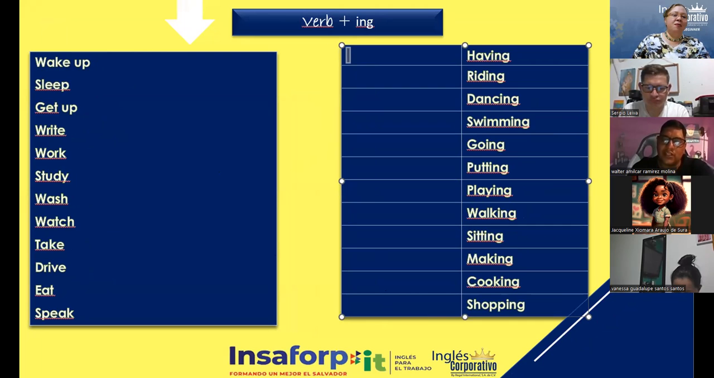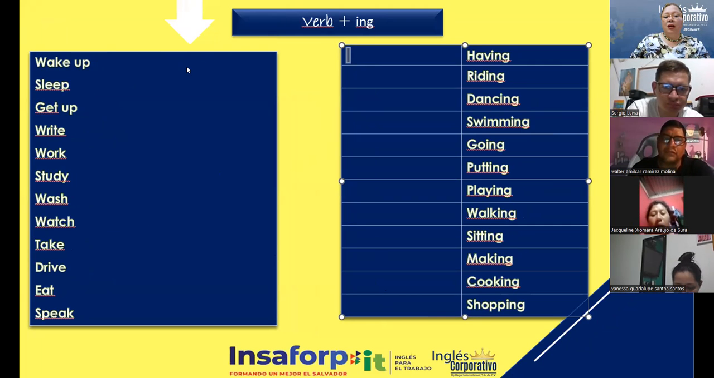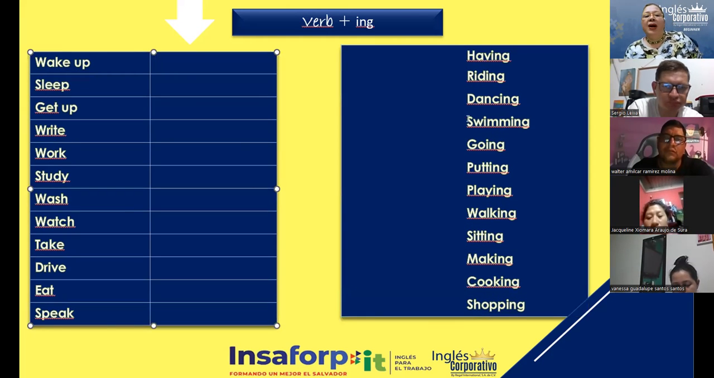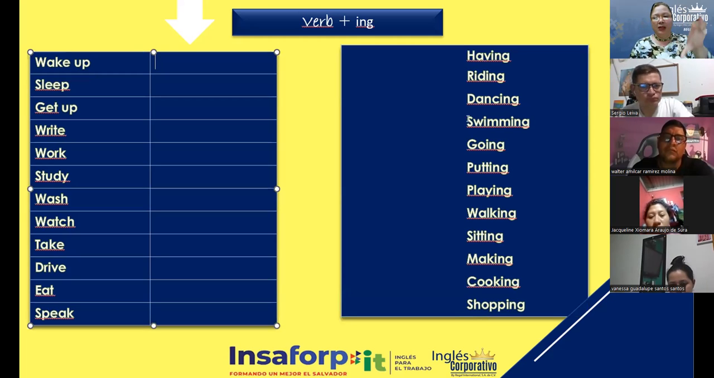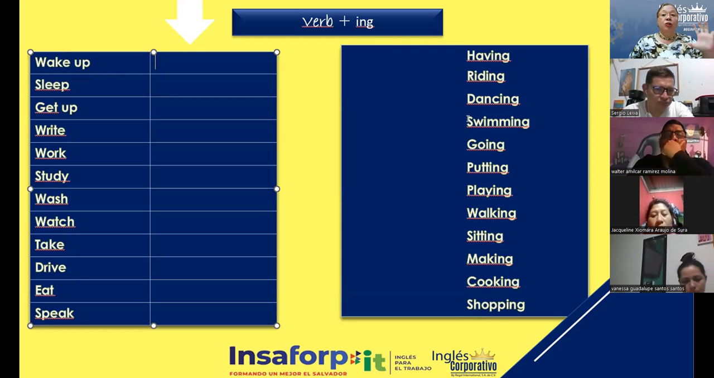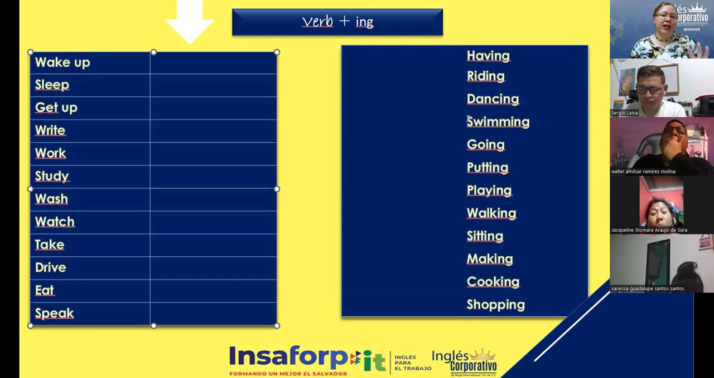Okay, Jacqueline, I gave you my remote, so you are going to write the verb plus ing in the first one, and in the other one, you have to write the base form of the verb, okay? A ver, todos participando y todos diciéndolo, y Jacqueline los va a ir escribiendo. Solo que para irlos escribiendo, ustedes tienen que deletrearlos. You have to spell each, okay? Vamos a ver entonces, the first one.